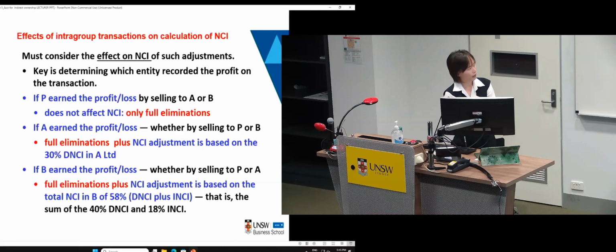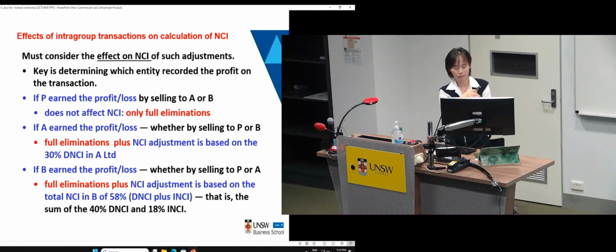If A earned a profit or loss by selling items to either the parent or subsidiary B Limited, again, the same full elimination entries are required, but you need to prepare an NCI adjustment, and your adjustment is based on 30%, that is NCI in A. Now, if it's subsidiary B Limited, the grandchild company in the group, that earned the profit or loss by selling to the parent or subsidiary A, then again, full elimination entry. The elimination entry is always the same. It doesn't matter who sells to whom. This is not our concern, as long as it is an intergroup transaction. So full elimination is required.